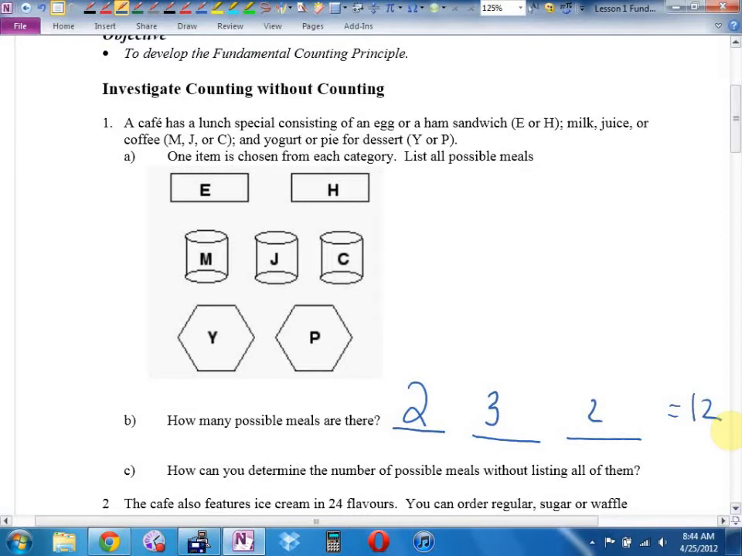The fundamental counting principle says, look, if you have X number of choices for situation 1, and Y number of choices for situation number 2, and Z number of choices for situation number 3, the total number of choices is X times Y times Z. Except usually we'll say if you have A number of choices and B number of choices, because we're going to have lots of choices, not just 3.